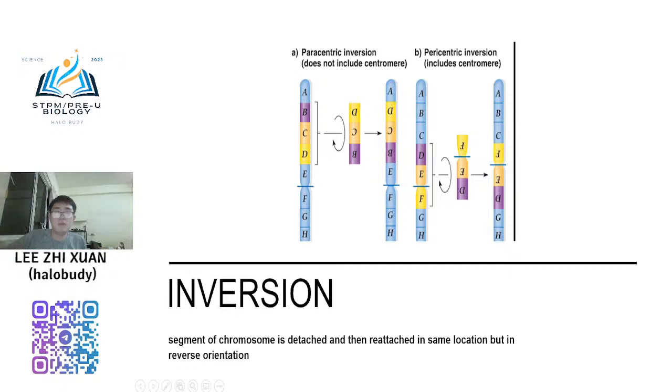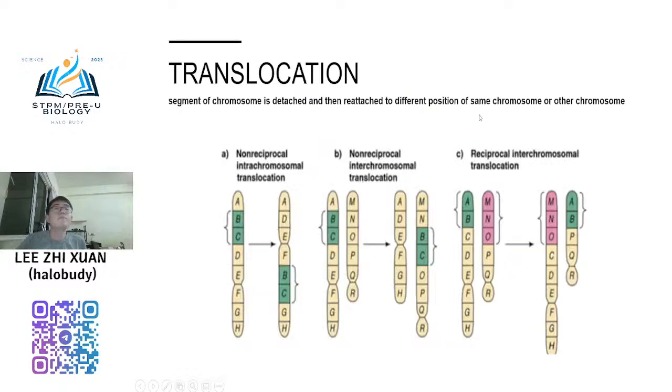It already made a reversion, it's inverted. And then there are two types of inversion: either it includes the centromere or it does not. The centromere is the central part of the chromosome, right? So either it includes it or not. Pericentric includes the centromere, paracentric does not. Okay. Another one is translocation.